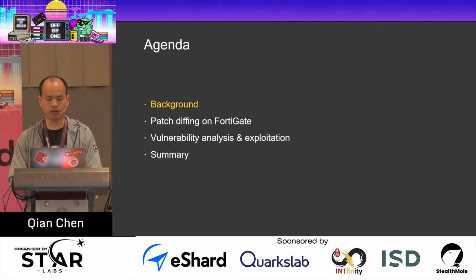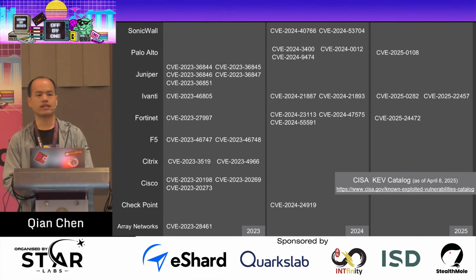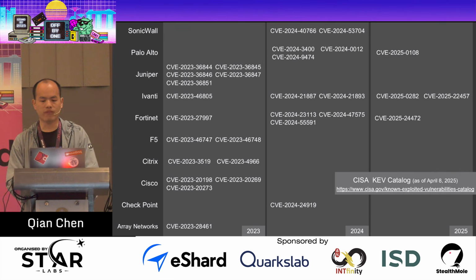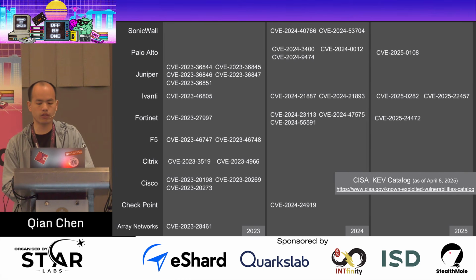Let's start with the background. Network devices, especially edge devices, have become increasingly attractive targets for attacks in recent years, as shown in this timeline from CISA's known exploited vulnerabilities catalog. There are numerous critical vulnerabilities across major vendors, including SonicWall, Palo Alto, Ivanti, Fortinet, and Cisco. Many of these CVEs involve authentication bypass or remote code execution vulnerabilities, the most dangerous vulnerabilities for edge devices.